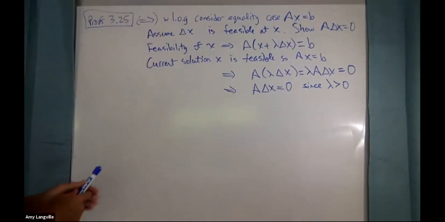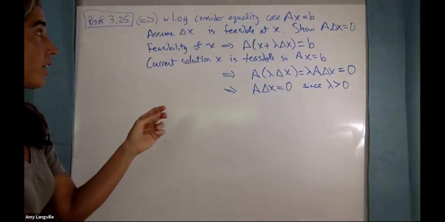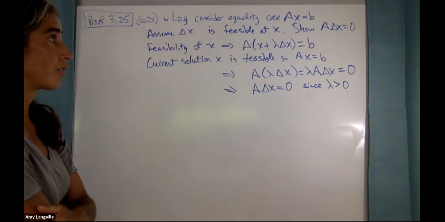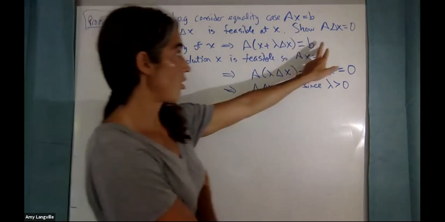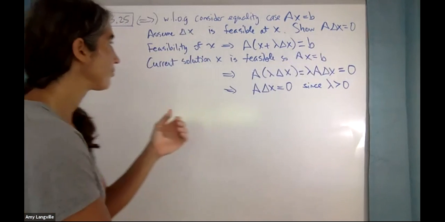Okay, so without loss of generality, we'll just consider, of the three cases, the third one, the equality case. And again, start in the forward direction. So we assume the direction vector is feasible, and we ultimately want to show the conclusion, which was that A delta X equals 0.